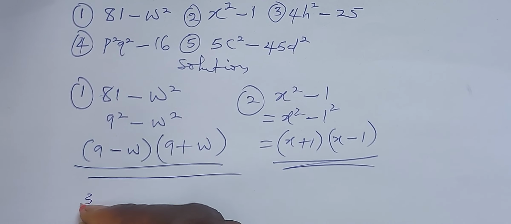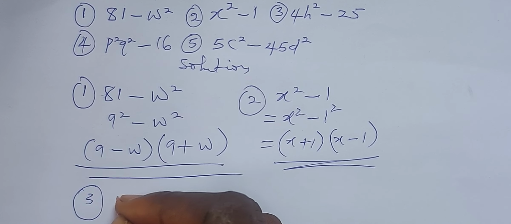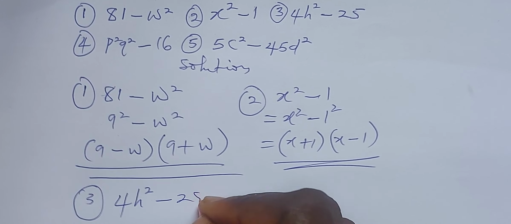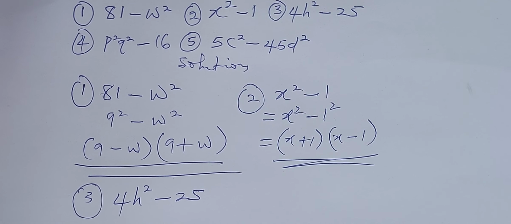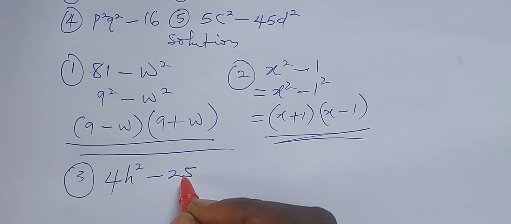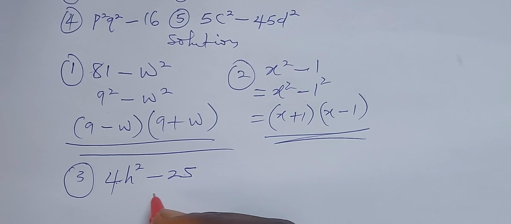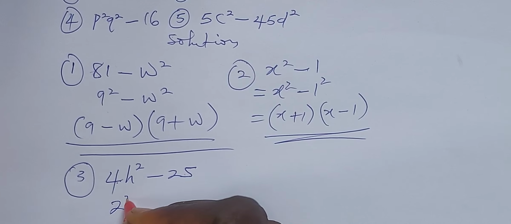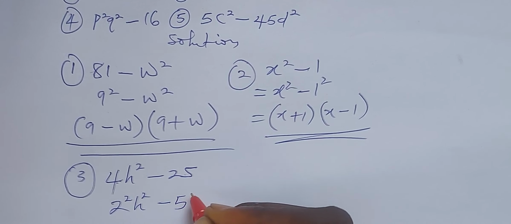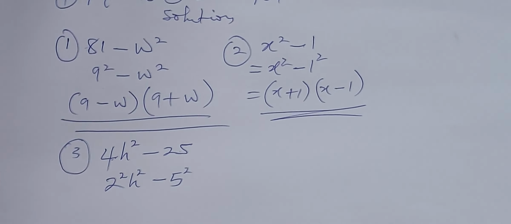Number 3, we have 4h squared minus 25. Okay? So once you are given this one, there is nothing common here that can go. But there is a number, when you square it, you have 4, and there is a number you square, you have 25. And so 2 squared is the same thing as 4, 5 squared is the same thing as 25.